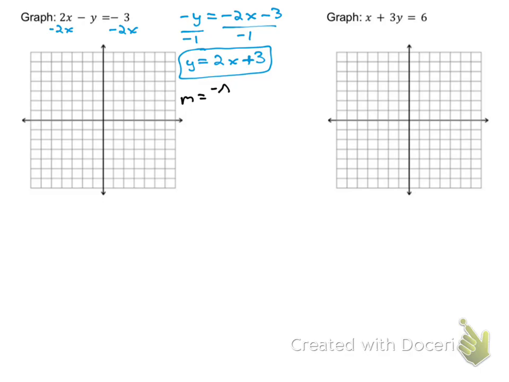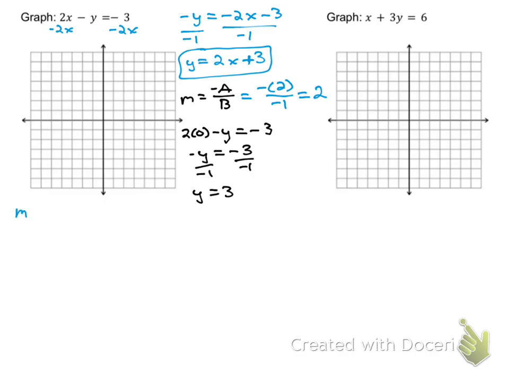I could have also done negative a over b, which in this case, a is 2, so that would be negative 2 over b is negative 1, which again would give me a slope of 2. Negative 2 over negative 1 is 2. And then for my y-intercept, I would plug in 0 for x, which would give me negative y equals negative 3. Divide by negative 1, I'd get my y-intercept as 3.